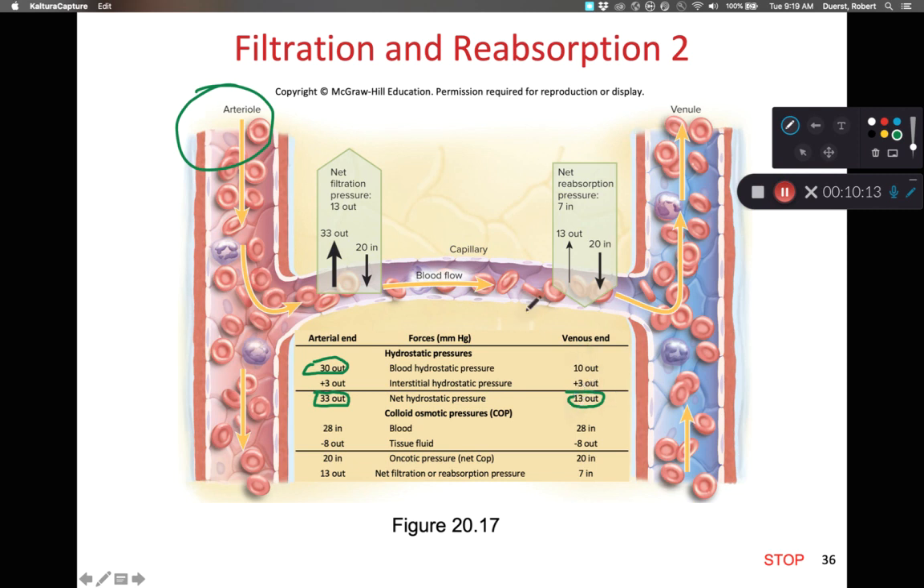Conversely, on the venous side, because we've lost so much fluid from hydrostatic pressure, by the time we get to the venous side, the albumins and blood proteins have become more concentrated, and that causes a dramatic increase in our oncotic pressure relative to the other end of the capillary bed. Even though these numbers are looking about the same, I want you to internalize it as the blood proteins being more concentrated on this side. So we have an increase in oncotic pressure relative to hydrostatic pressure, and we have a net movement of fluid into our blood capillary beds on our venous side.